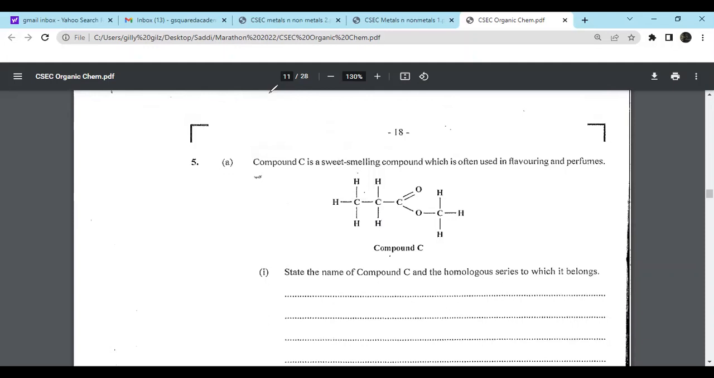Compound C is a sweet smelling compound which is often used in flavoring and perfumes. Once you see sweet smelling, think ester. And by the way, there's the functional group of the ester right there, COO. So once you see COO in the middle of a compound, you know that it is an ester. Another thing I want to show you is that an ester is made from an acid and an alcohol. I can separate the ester here. This is my alcohol portion, and this is my acid portion. So all I would need to do to determine the acid that it comes from is add an OH right here.